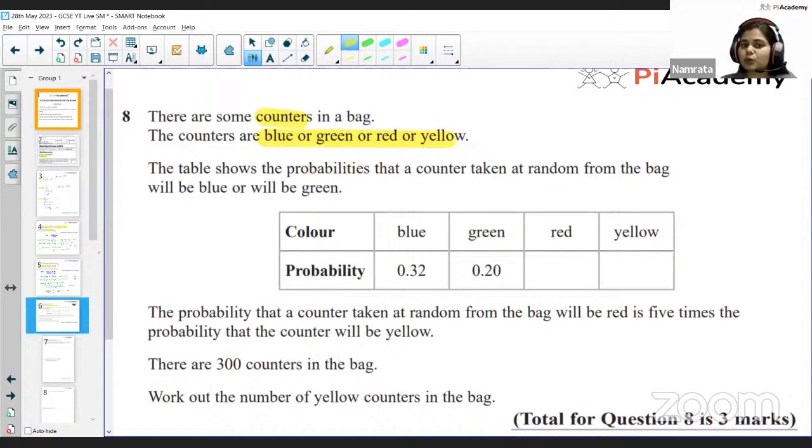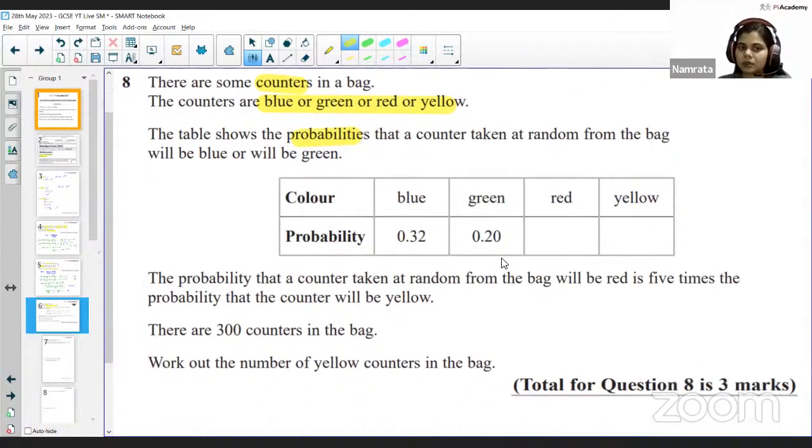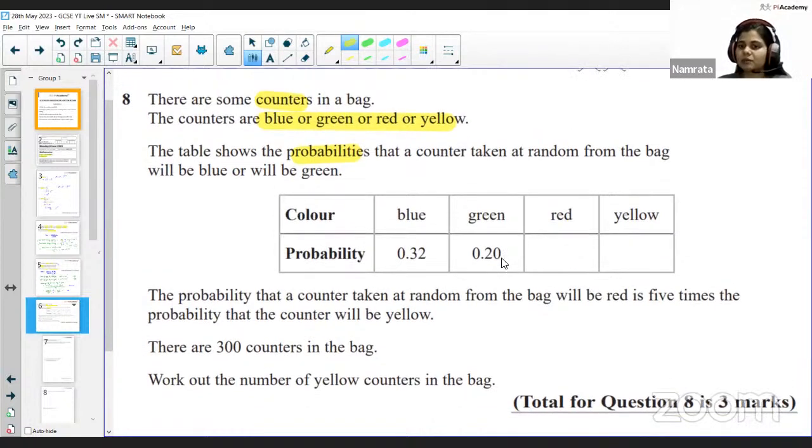The table shows the probabilities that a counter taken at random from the bag will be blue or will be green. So here is the table. And if you carefully observe, there are 2 unknowns also in the table. The probability that a counter taken at random from the bag will be red is 5 times the probability that the counter will be yellow. There are 300 counters in the bag. Work out the number of yellow counters in the bag.